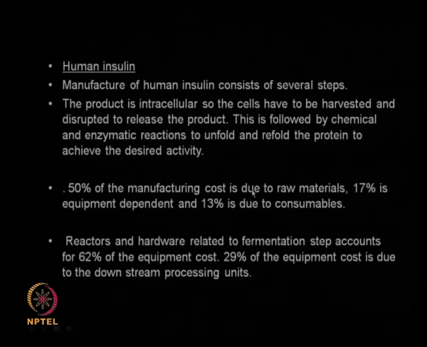50% of the manufacturing cost is because of the raw materials, 70% is because of the equipment, and 13% because of the consumables, and 62% of the cost of the hardware is because of the fermentation and the reactors as well, and 29% is due to downstream. So, you see almost 30% of the equipment that is needed in the manufacture of human insulin is downstream units. So, if I can reduce the number of units, I am going to save on the equipment cost.